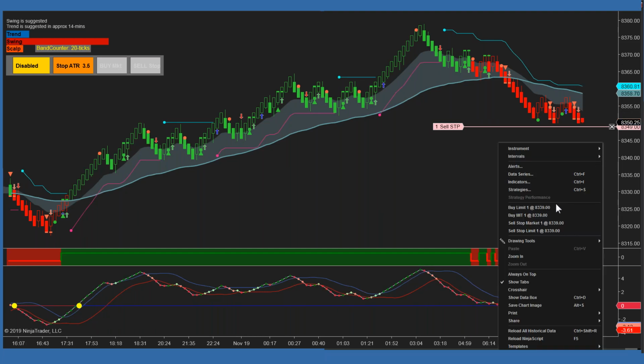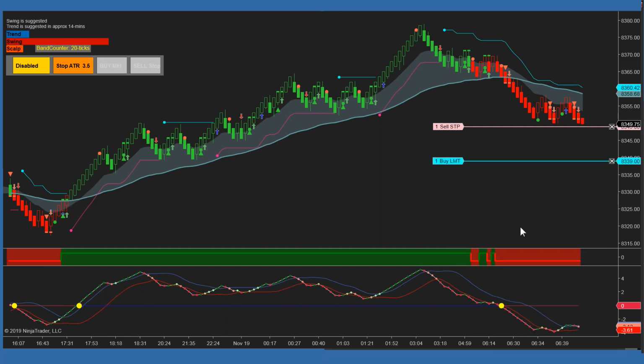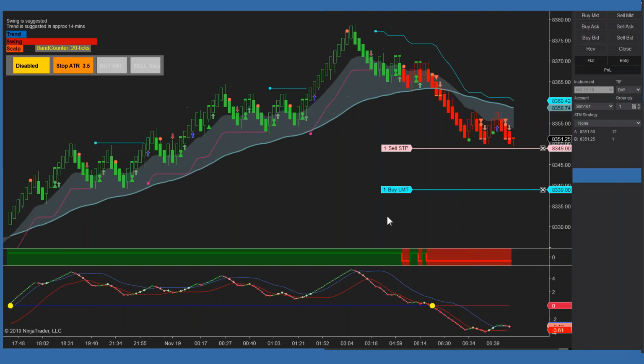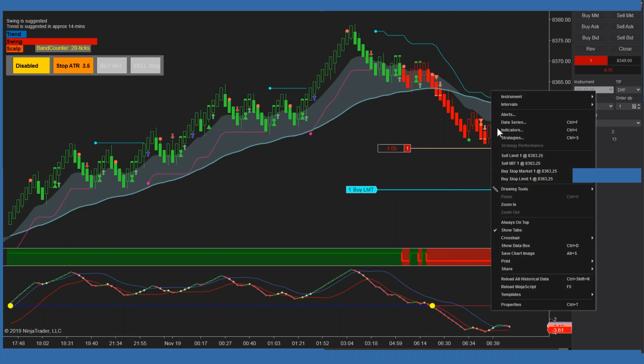And I can preset a profit order. Looks like they may give it a go after all. Or not. Oop, okay. First order of business, let's get our stop loss in.